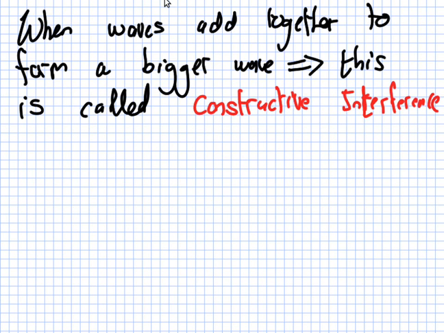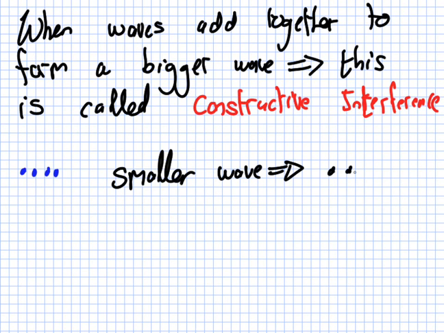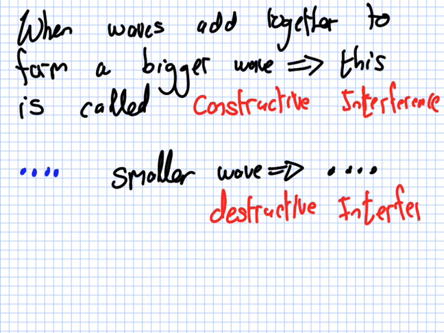Right. Now, sometimes the waves come together and form a smaller wave. What do you think this is called? If you could guess from this name. Destructive interference, yeah. So I'll just say smaller wave, destructive interference.